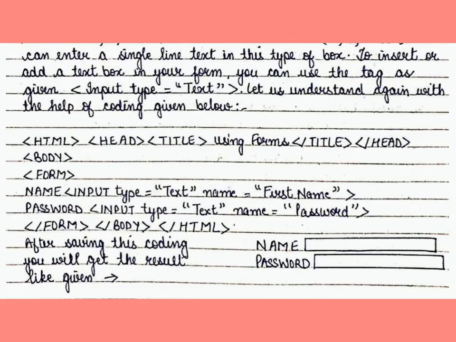In this coding, form tag specifies the beginning of the form. Input type is equal to text specifies the value text indicates that text input field is the interface element. Name is equal to first name. First name is the name of the input field or text box.